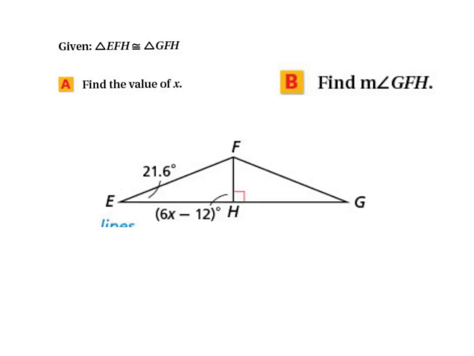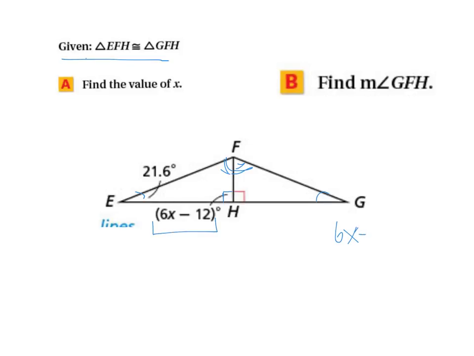Okay, you can find missing angle measurements by knowing what's congruent to what. So I can mark up what I know. Since it's given up here that triangle EFH is congruent to GFH, I know that E matches G. I know that F matches F. And I know that H matches H, so that has to be a right angle. So I already can solve for x because I know it's going to be equal to 90.